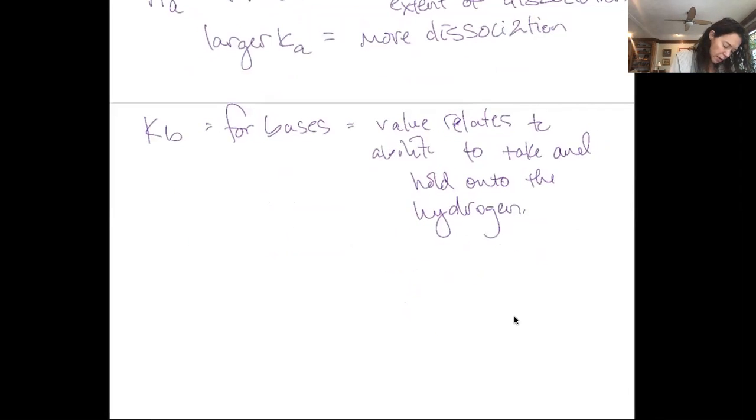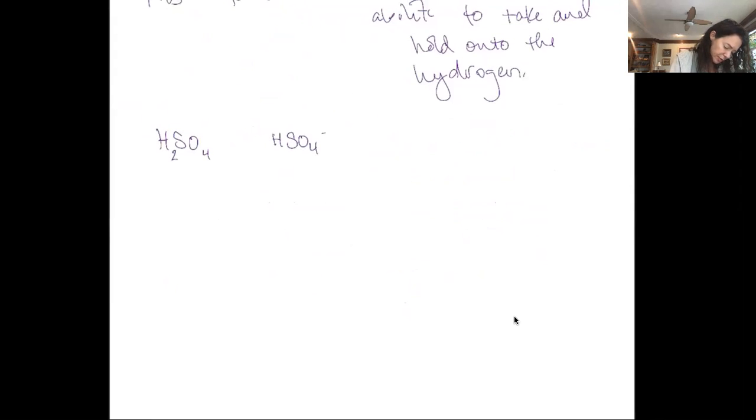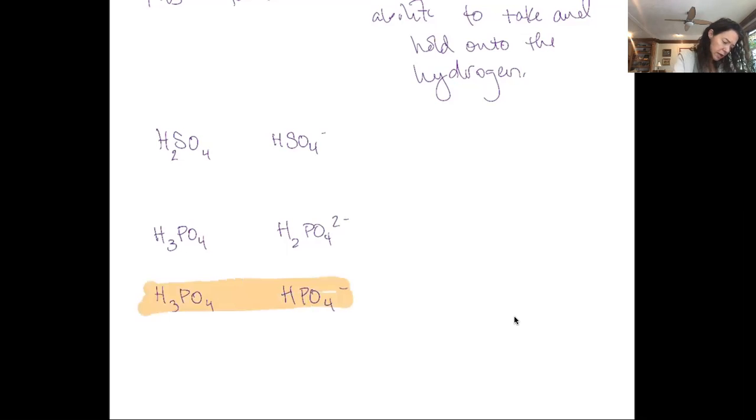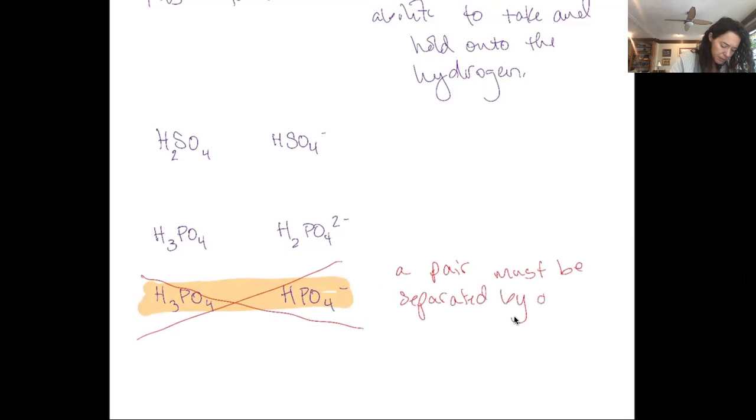Now, an acid-base pair, you need to realize, or conjugate acid-base pairs, this would be a conjugate acid-base pair, right? Please note that this is also a conjugate acid-base pair. However, this is not a conjugate acid-base pair. Okay, this is not a pair. I want to make sure you realize that, because a conjugate acid-base pair must be separated by only one hydrogen. And this is separated by 2.